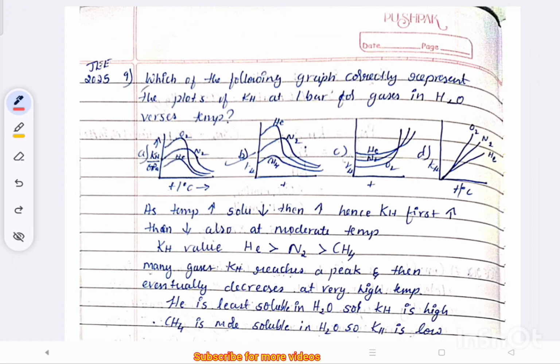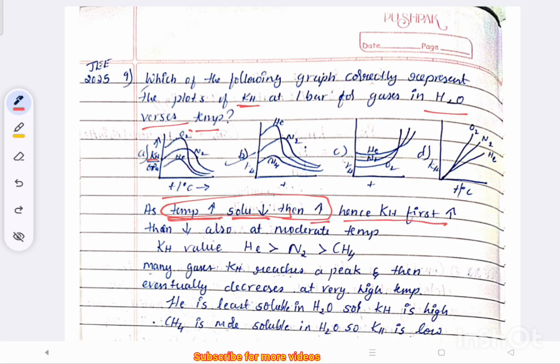Now, next: which of the following graphs correctly represents the plot of KH at 1 bar for gases versus temperature? Here they are plotting the graph of KH versus temperature. Here they give 3 gases. In these 3 gases, which one will represent it? Here you have to remember, as temperature increases, solubility will first decrease, then it will increase.